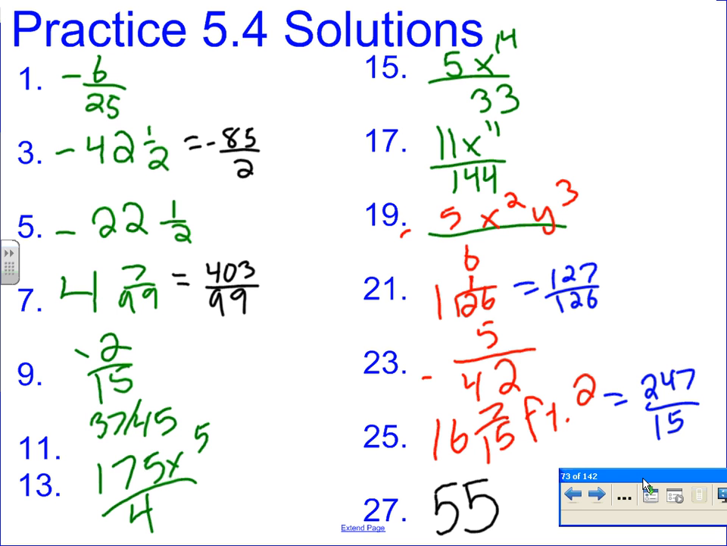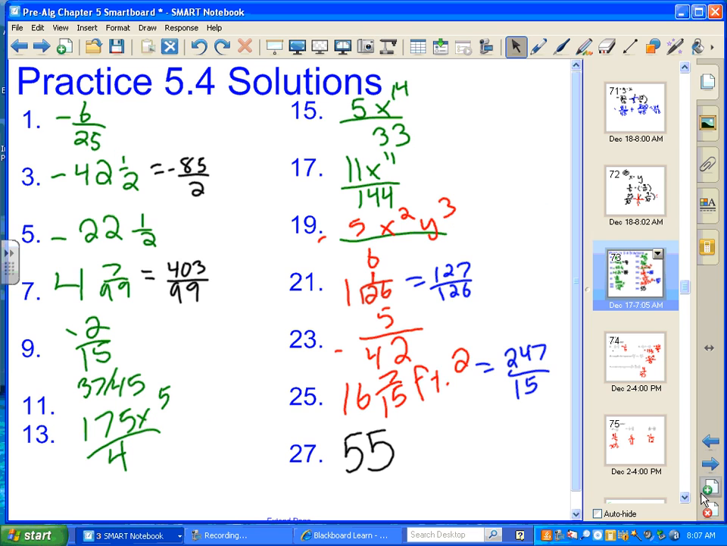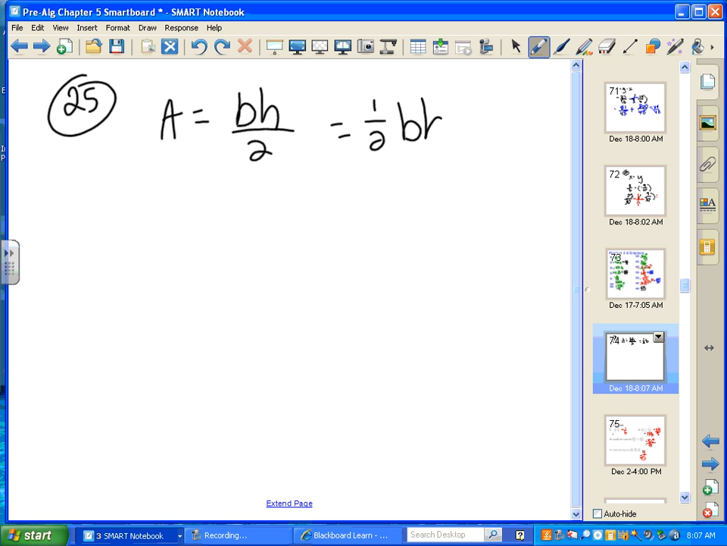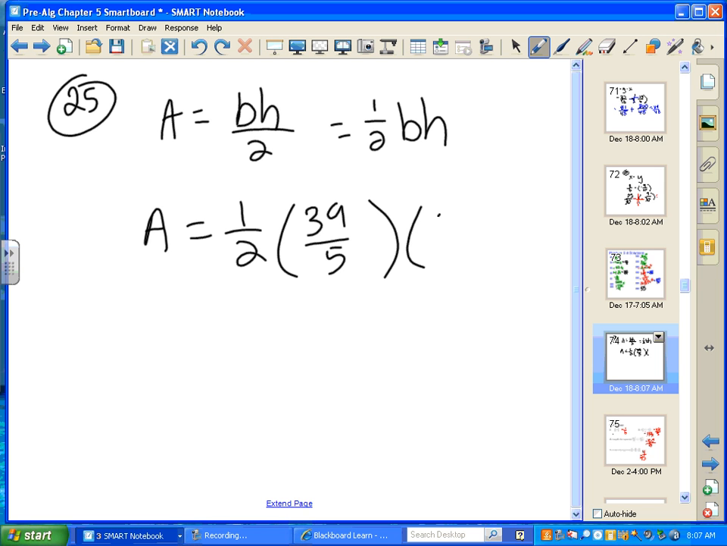25? Sure. All right, number 25. Area of a triangle is base times height divided by 2, or you can use the formula 1/2 base times height. So let me show you what I did, Adam, and then if you would do it a different way, you can. So I converted them all to improper fractions. So we have 1/2 times 39 over 5 times 38 over 9. Okay, and I got these improper fractions from converting the base and the height. Are you okay with that part?